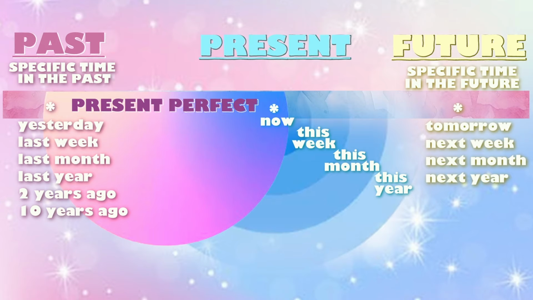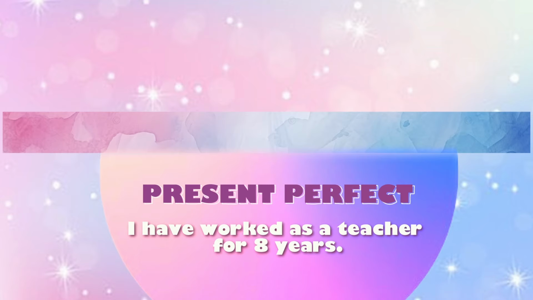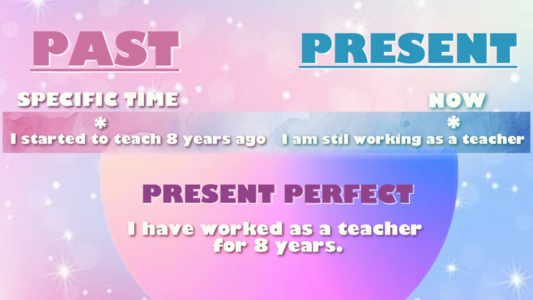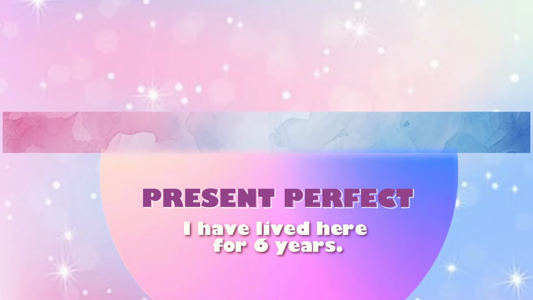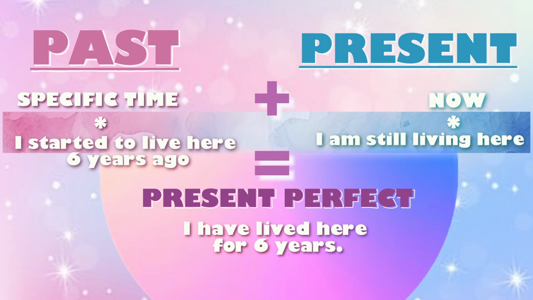So what am I going to do? For that reason, I need a grammar which is going to connect these two, and voila, we've got the present perfect for that, right? Because that's a nice mix of all of these things. So I'm basically saying both of these pieces of information in one sentence. So I have worked as an English teacher for 8 years. And that means that I started 8 years ago and I'm still doing it now. Or I have lived in this village for 6 years. I moved into this village, or I started to live in this village 6 years ago. I'm still here, so I have lived here for 6 years.